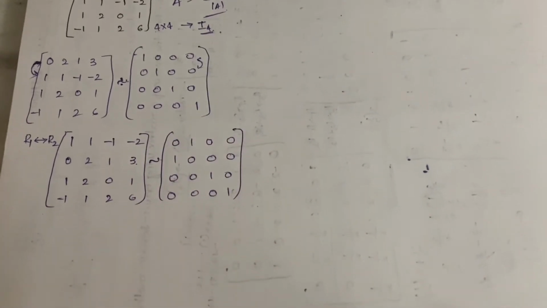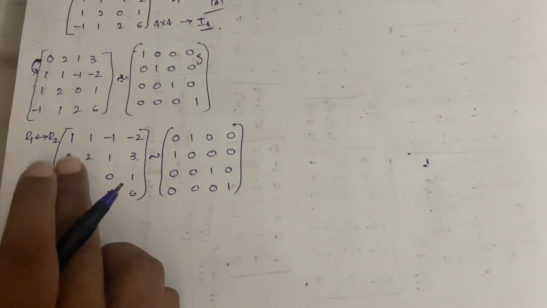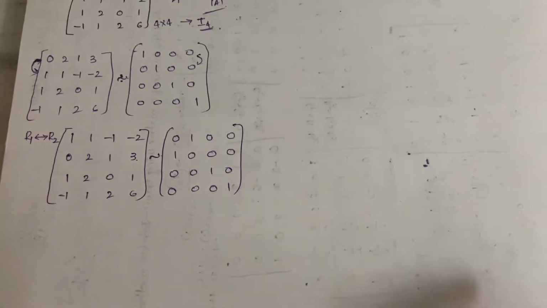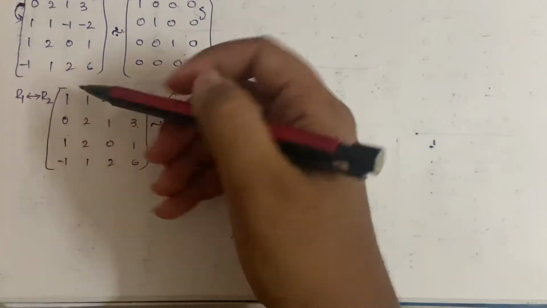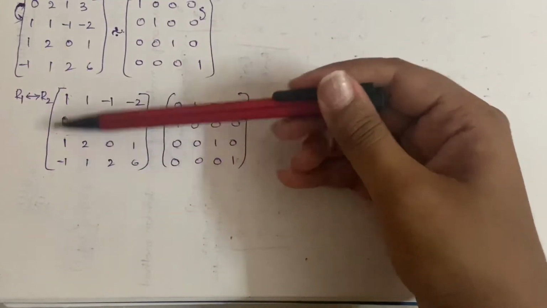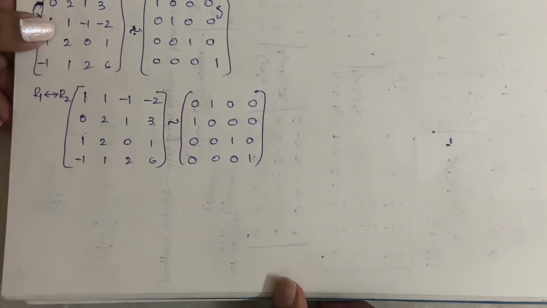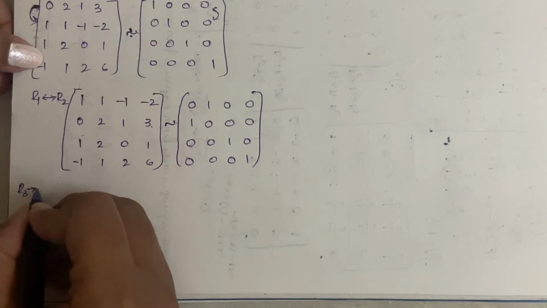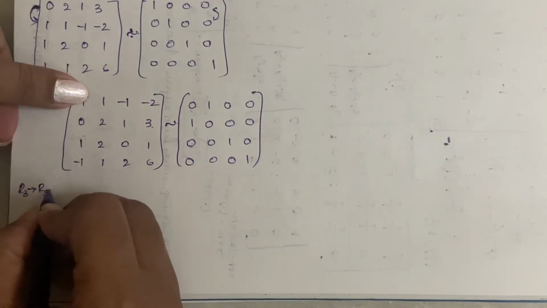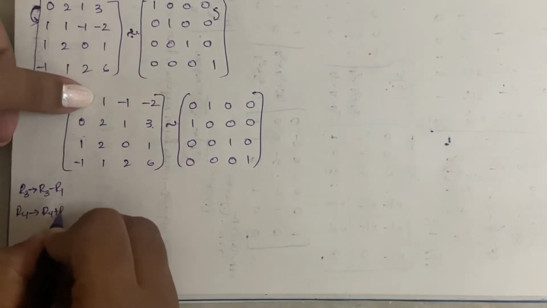So our next step is to make these two zeros. Making these two things zeros is very easy. Why? Because 1 and 1, right? 1 minus 1 is 0, 1 minus 1 is 0, and 1 plus 1 is also 0. So what can you do? The operations can be like this: R3 will become R3 minus R1, R4 will become R4 plus R1.